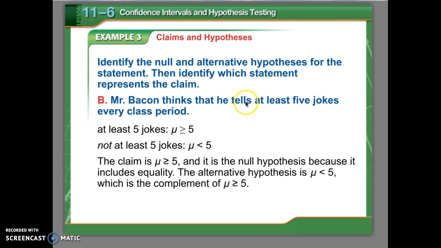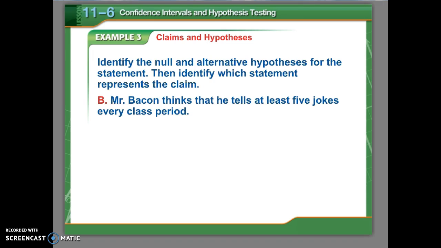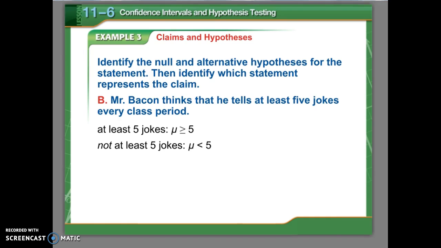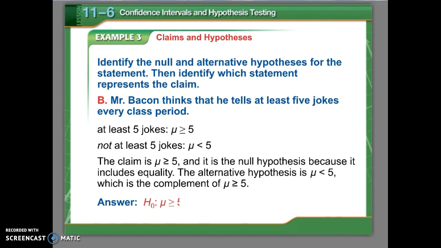So his claim is that he tells at least 5 jokes. The claim is mu greater than or equal to 5. And that's the null hypothesis this time because it includes the equal sign. And the alternative hypothesis is the opposite, which is that the mean is less than 5. And so again, on this side, we're going to see how to write the hypotheses with the correct format, the variables. H naught, the null hypothesis is that mu is greater than or equal to 5, and the alternative hypothesis is that mean is less than 5.